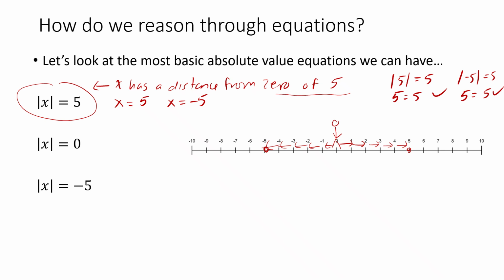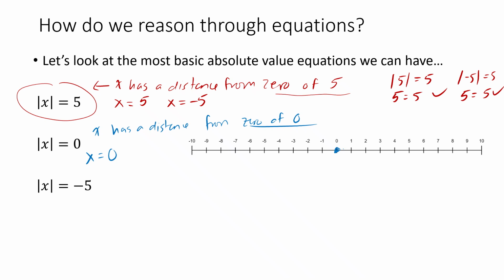Next one. We've got the absolute value of x is equal to 0. And so what we're saying there is that x has a distance from 0 of 0. Well, there's only one number that has a distance of 0 from 0, and that is 0. And so the only thing you can plug in that will make that equation true is 0.